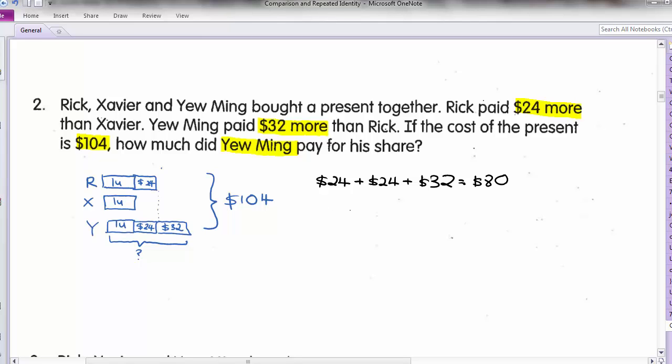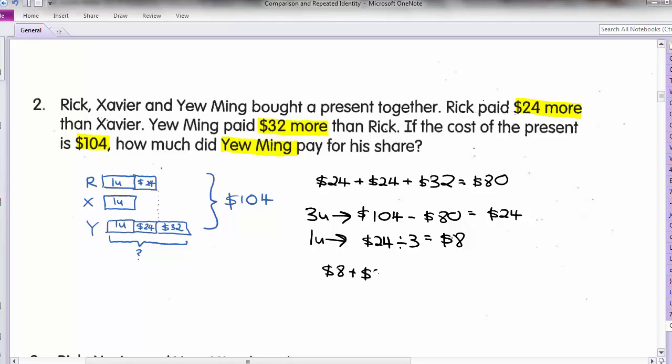So that means if I take 104 minus 80, I'm left with 24. So that means 3 units is 24. 1 unit is 24 divided by 3, and that will give me $8. I want Yumin. Yumin is 1 unit, which is $8 plus 24 plus 32, and that will give me a grand total of 64. So 64 is what Yumin paid for his share.